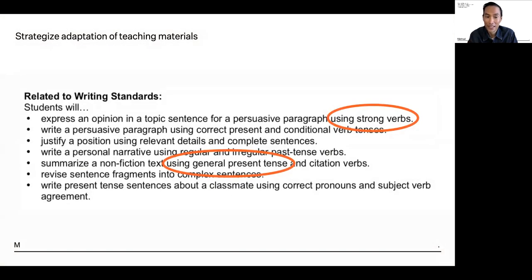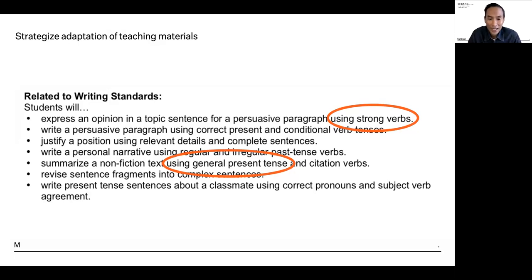These are examples of writing standards with language objectives. The first circle there: using strong verbs. Well, you have to give the ELs a bank of what you consider as strong verbs and make sure that they use them expressively in their speaking and also in their writing in one lesson. Of course, you can do the lesson again the next day, but at least in one day, you're having them hear it, read it, speak it, and write it.